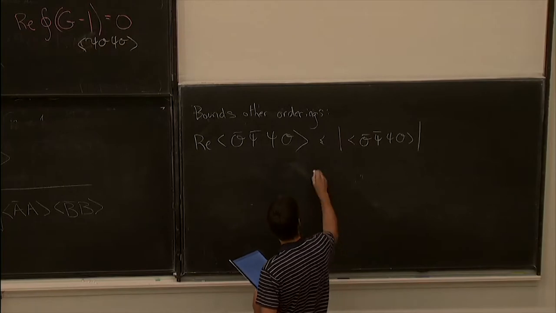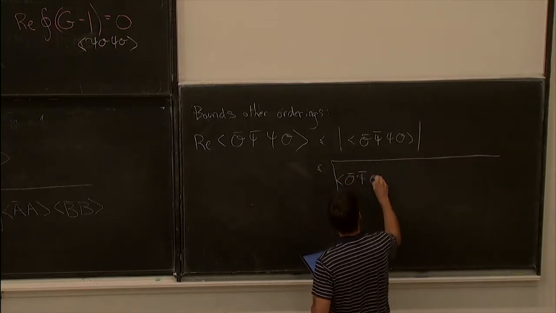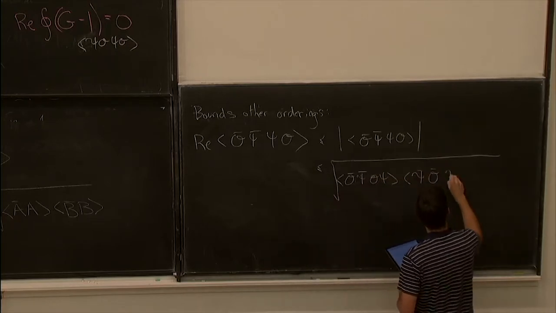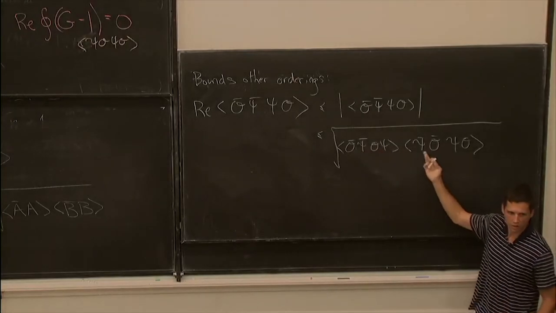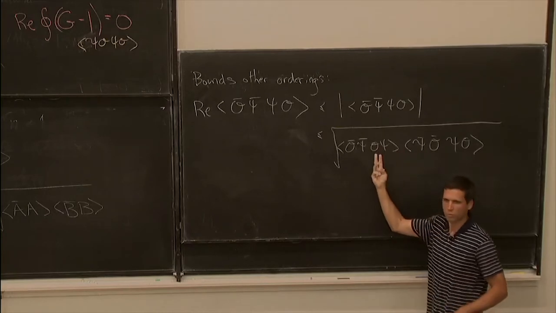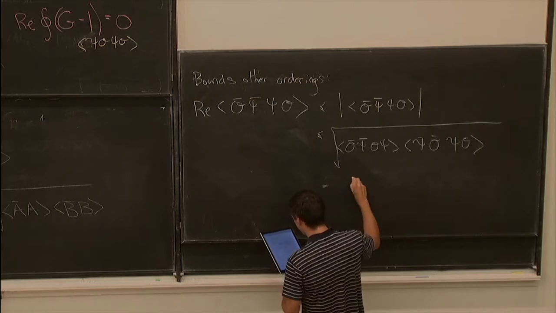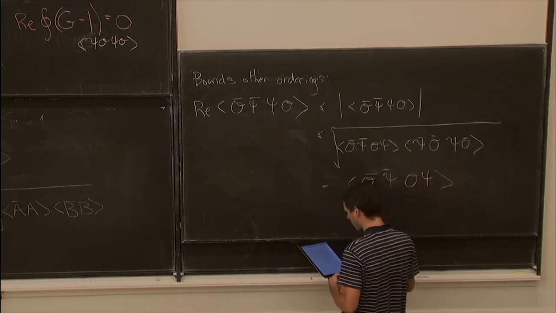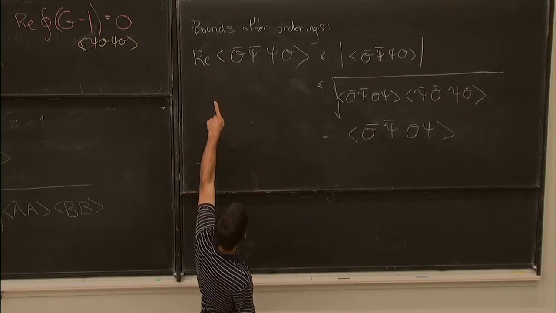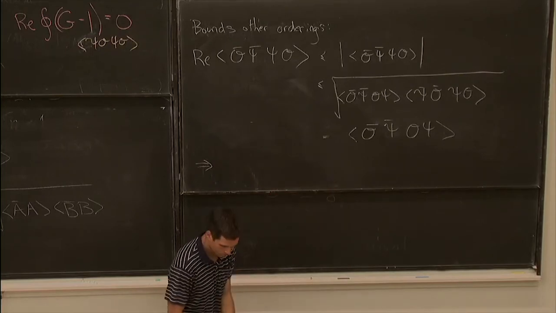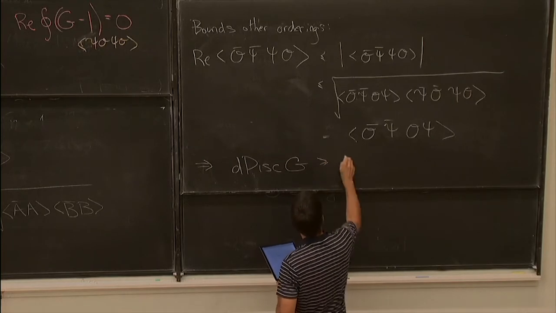And then we apply Cauchy-Schwarz. So this is less than the square root of O bar O psi, psi bar psi O. These two operators are actually the same because they're conjugates of each other, but they're real. So you can check that these are actually the same. So this gives you O bar O psi. And if you rearrange this equation, then this says that the real part of the commutator is positive. So the double disk is positive.